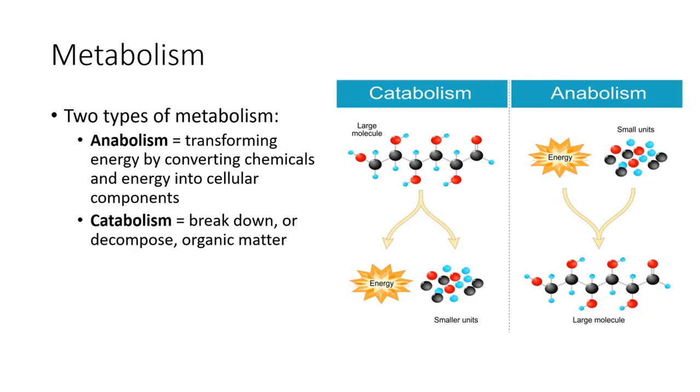For example, when your muscles are growing, we are making more organelles and more tissue and more cells. We need to replicate our cells, and we need energy and smaller building blocks in order to do stuff like that. Catabolism, on the other hand, is breaking down or decomposing organic matter.